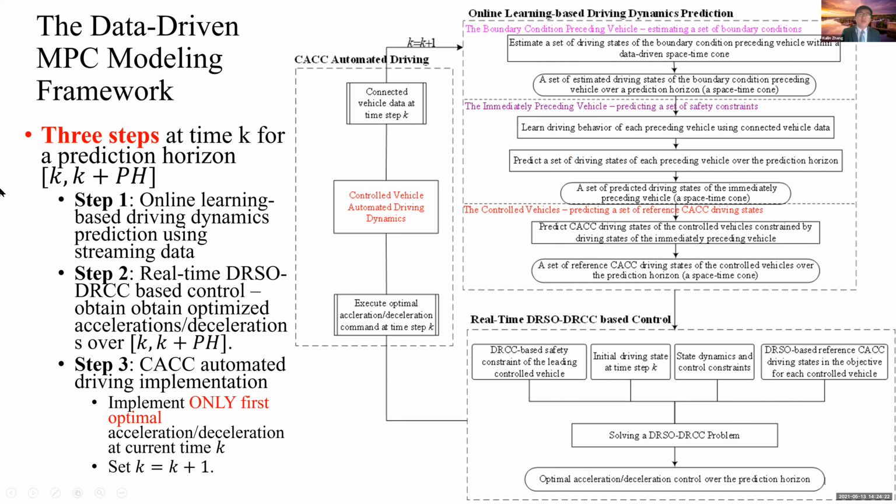And as I say, we use a data-driven MPC modeling framework, basically in three steps. First, we use online learning-based driving dynamics prediction using streaming data from the preceding vehicles. Then we construct a set of scenarios that will be integrated into the real-time MPC, which we call the control model here, and we solve it. Then in step three, we only apply, using the rolling horizon or MPC framework, the current time step, and then we roll and go to the next step. This is the whole thing. I will discuss those blocks in detail in the next several slides.